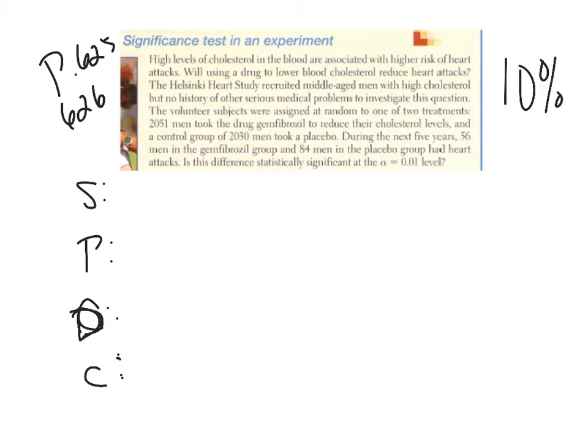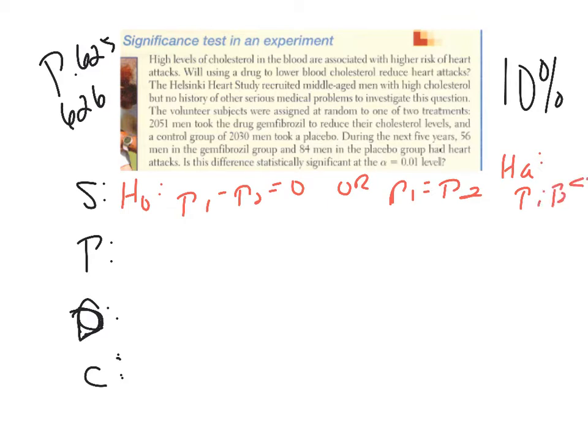So in my state part, I need to be sure that I'm stating my null and alternative hypothesis. Remember, I can either state this as P1 minus P2 equals 0, or that the two are equivalent. You do not have to do both of them, though. My alternative hypothesis in this one is going to be that my difference in the two is less than 0, because I'm hoping that this drug is better than no drug. And I'm going to put all my context in there.